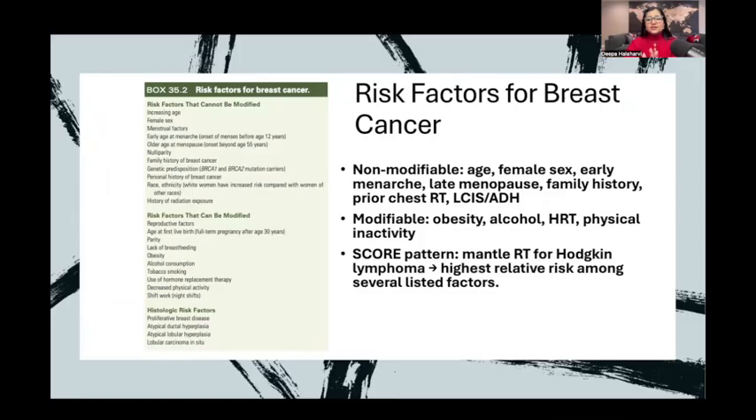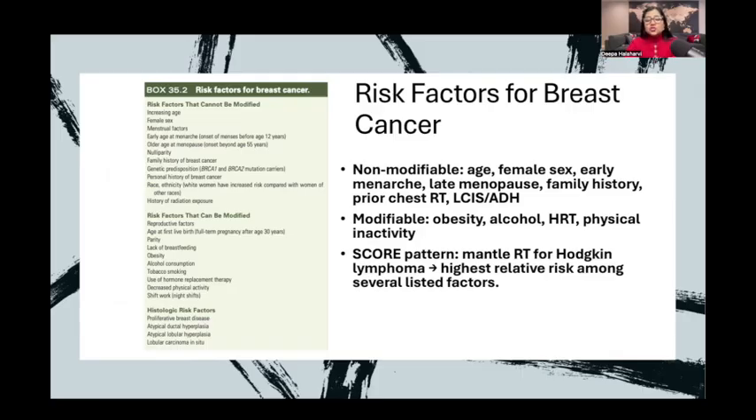Let's talk about risk factors for breast cancer. Dr. Kripe will ask you these questions when you come on board. There are non-modifiable and modifiable risk factors. The non-modifiable risk factors are something we cannot change: your age, your sex, early periods, late menopause, family history, prior chest wall radiation, personal history of LCIS or ADH. Modifiable risk factors are things like obesity, alcohol, HRT, physical inactivity, and so on and so forth.